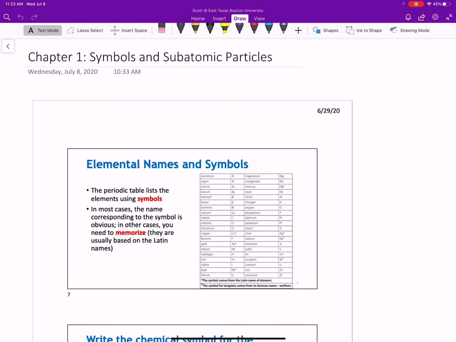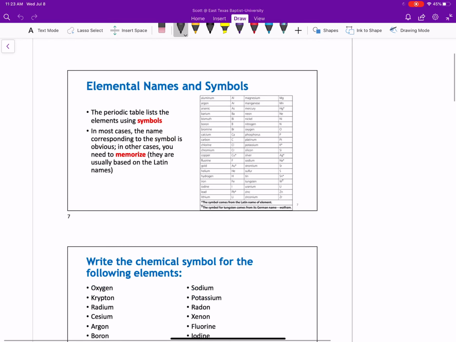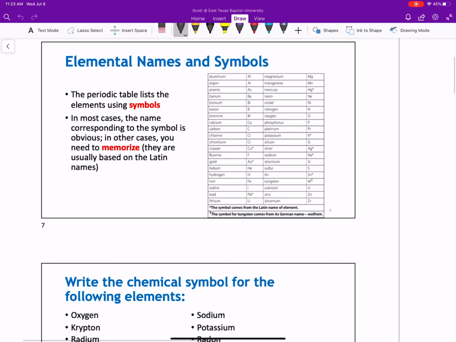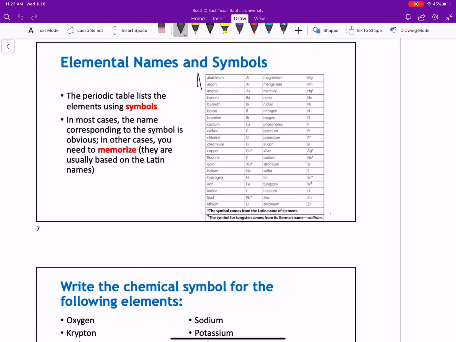Okay, class, today we're going to talk about atomic symbols and subatomic particles from chapter 1. So let's get started. As you review your book and the notes that I've posted, you may notice that we've been talking about the periodic table, and that the periodic table gives a list of elements using symbols, and here's a list of various ones you may see.